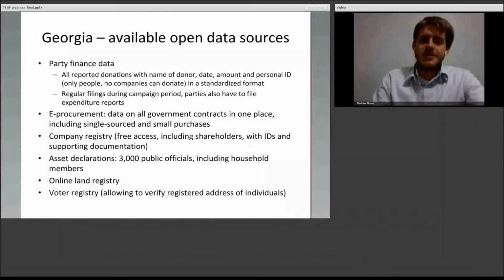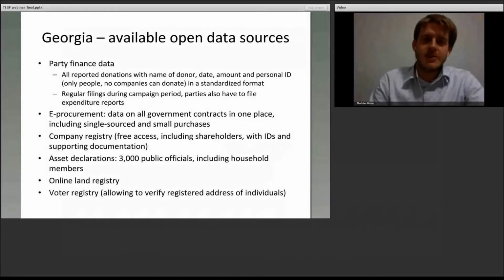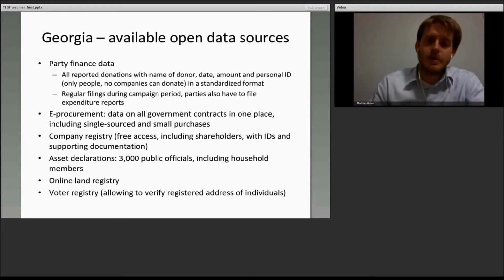I wanted to briefly discuss the work of TI Georgia together with my colleague Georgi Chanturia, who is here with me. I wanted to talk a little bit about the work that we have been doing over the past few years. So in Georgia, we are in the very fortunate situation that we have a number of open data sets available online at this point.